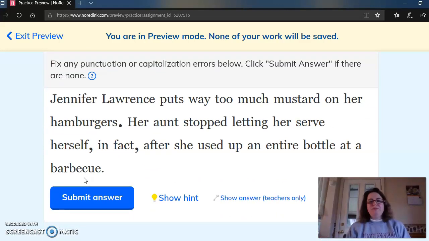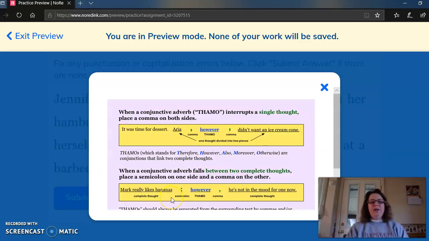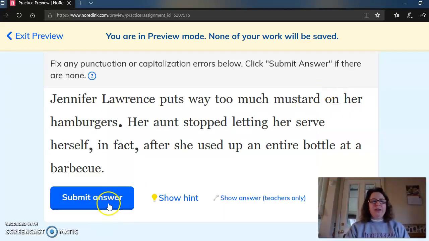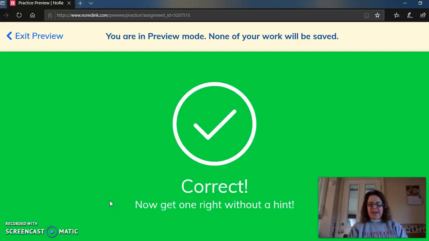Jennifer Lawrence puts way too much mustard on her hamburgers, period. Her aunt stopped letting her serve herself, in fact, after she used up an entire bottle at a barbecue. Again, we're going to look. After she used up an entire bottle at a barbecue. That is not a complete thought. So we need to have commas before and after the in fact. Now, I'm going to hit submit answer, but maybe I'll look at the hint. Show hint. Yeah, it shows the same thing. So this is not a complete thought. So we're going to hit submit and it's going to be right.